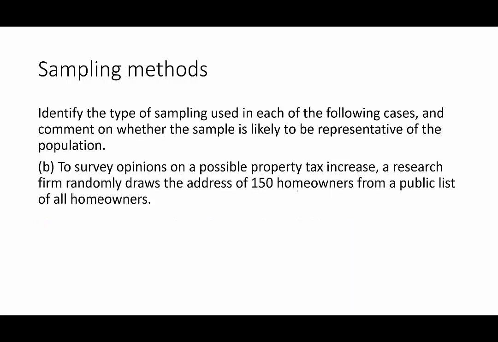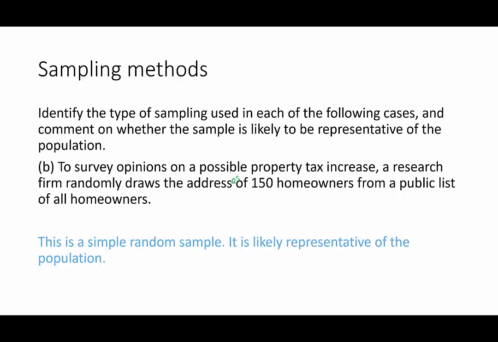How about this one? To survey opinions on a possible property tax increase, a research firm randomly draws the addresses of 150 homeowners from a public list of all homeowners. So what did they do here? They did the simple random sample, and this is very likely to be representative of the population. The population here is all homeowners, so pulling a list where it would randomly choose 150, that's a great way to do this.